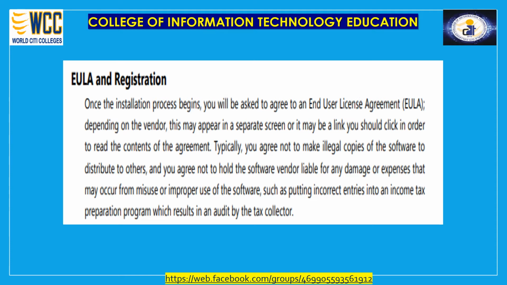Now, we have what we call a EULA. EULA registration. Once the installation process begins, you will be asked to agree to a user license agreement or EULA, depending on the vendor. This may appear in a separate screen or it may be a link you should click in order to read the contents of the agreement. Typically, you agree not to make illegal copies of the software to distribute to others. And you agree not to hold the software vendor liable for any damage or expenses that may occur from misuse or improper use of the software, such as putting incorrect entries into an income tax preparation program which result in an audit by the tax collector.